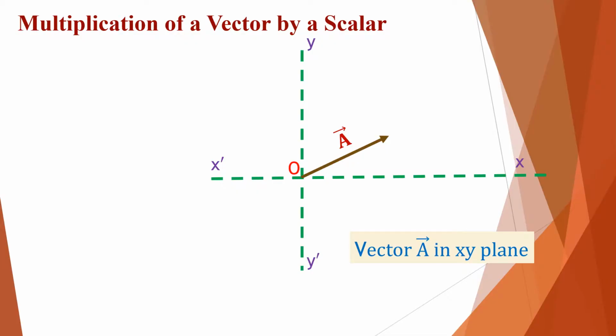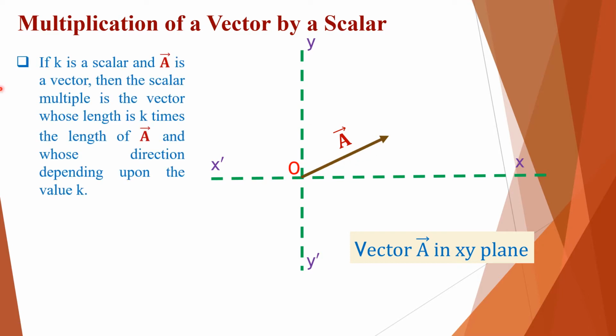Multiplication of a vector by a scalar. We have a vector A in the xy plane starting from origin point O. We can multiply this vector A by a scalar number. If k is a scalar and A is a vector, then the scalar multiple is a vector whose length is k times the length of vector A and whose direction depends upon the value of k.